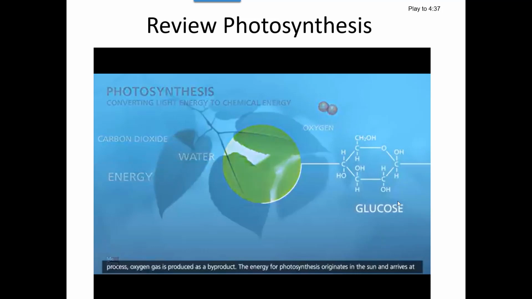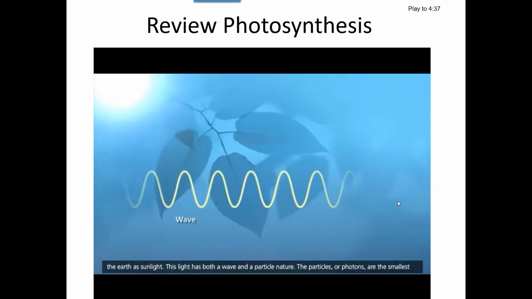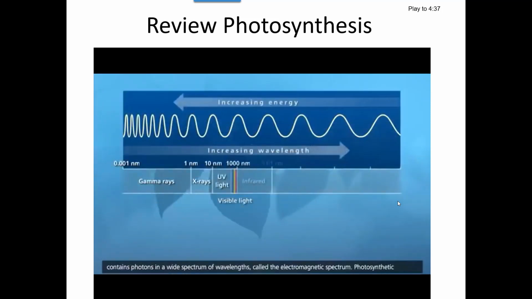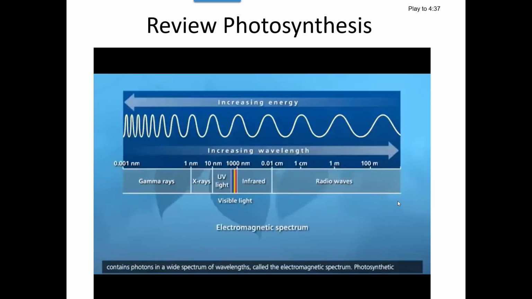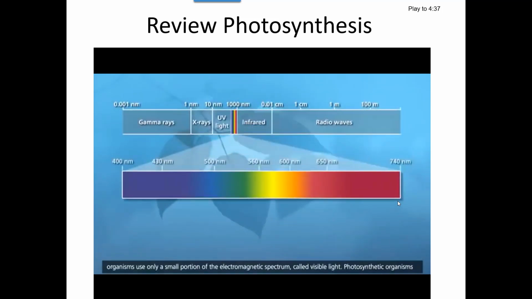The energy for photosynthesis originates in the sun and arrives at the Earth as sunlight. This light has both a wave and a particle nature. The particles, or photons, are the smallest units of light. Photons oscillate along a path, which is measured as wavelengths. The light emitted from the sun contains photons in a wide spectrum of wavelengths, called the electromagnetic spectrum. Photosynthetic organisms use only a small portion of the electromagnetic spectrum, called visible light.